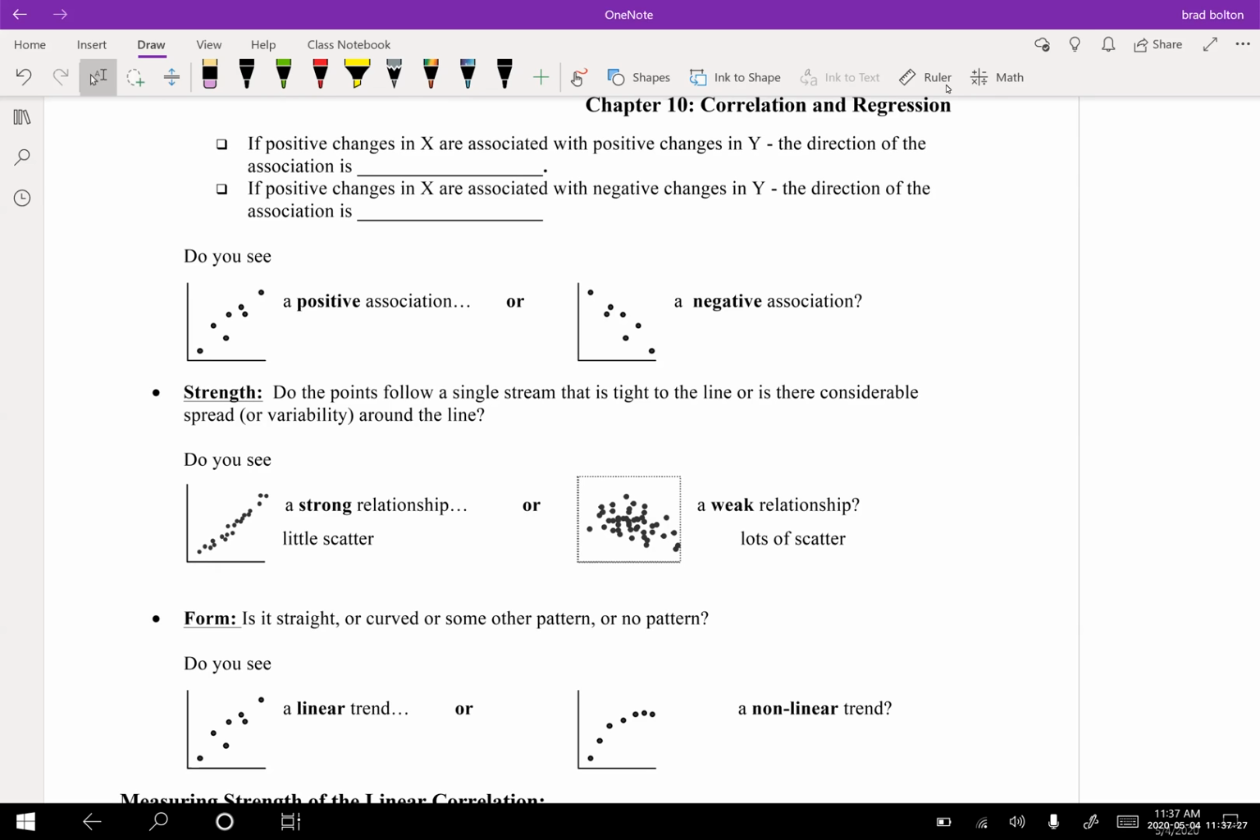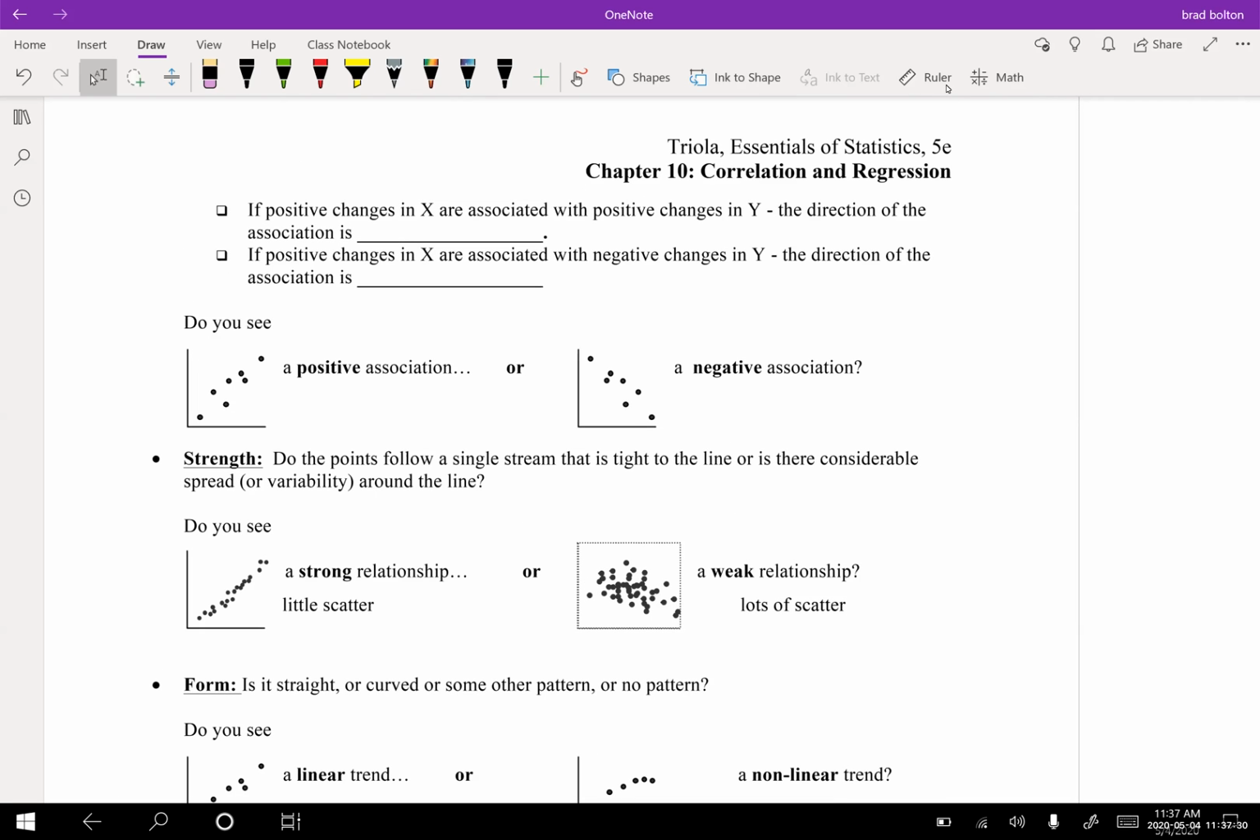So we have, if positive changes in X are associated with positive changes in Y, the direction of the association is positive. If positive changes in X are associated with negative changes in Y, the association is negative. Sometimes they'll say increasing or decreasing in another class, or oftentimes it'll be referred to as a negative or positive association. Instead of just writing the plus or minus, they might write out positive versus negative association.